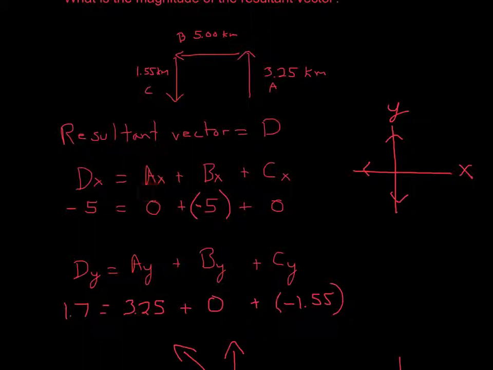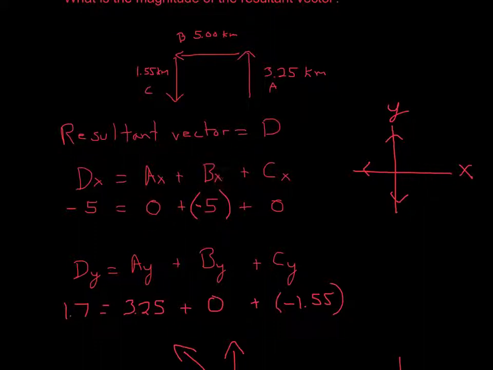So A x, the x component of A. Since A is completely on the y-axis, there's no part of it on the x-axis. Meaning if I was plotting a point, it would all be on the y-axis. I wouldn't have to go right or left on the x-axis and then go up. It's just completely on the y-axis. Because of that, it's going to be 0, because there's no part on the x.